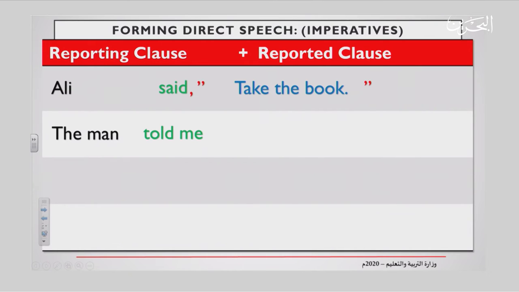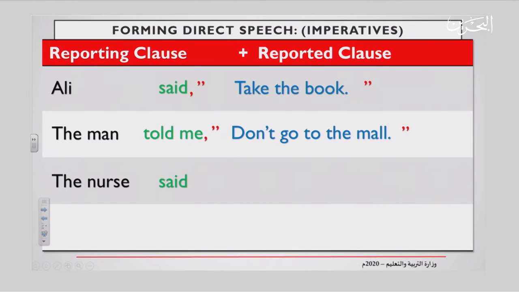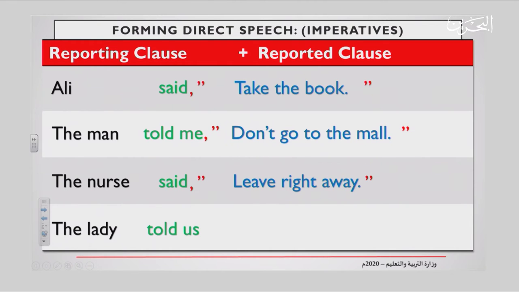The man told me, comma, quotation, don't go to the mall. Don't go to the mall. End of quotation. The nurse said, comma, quotation, leave right away. Leave right away. Quotation. The lady told us, comma, quotation, wish me luck, end of quotation. So, if you start with a verb, it is imperative. If you'd like to use the negative, you have to start with the auxiliary do or don't.